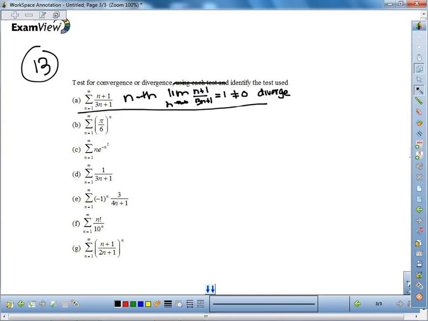For B, I noted that this is a geometric series where r is pi over 6, which is less than 1. Hence, it's going to converge by the geometric series test.